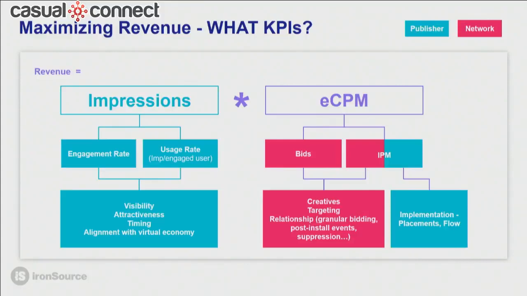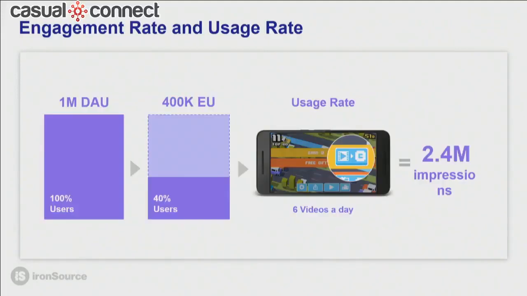Let's start with the left side of the equation, the number of impressions. Here in rewarded video, it's all in the hands of the publisher, the game developer. Me as a network, or any other one that you are working with, can come with great recommendations, with experience, with many different things. But at the end of the day, it's you, the game developer, that will decide how well you are going to convert your daily active users into impressions.